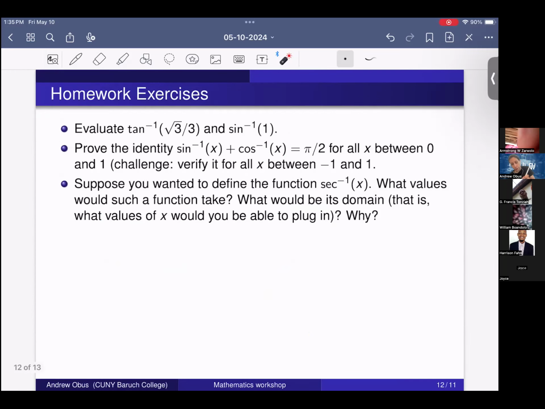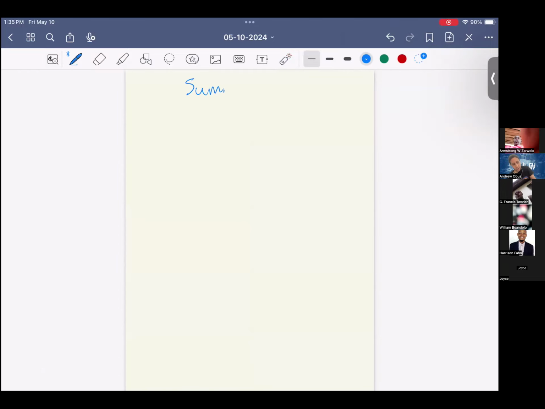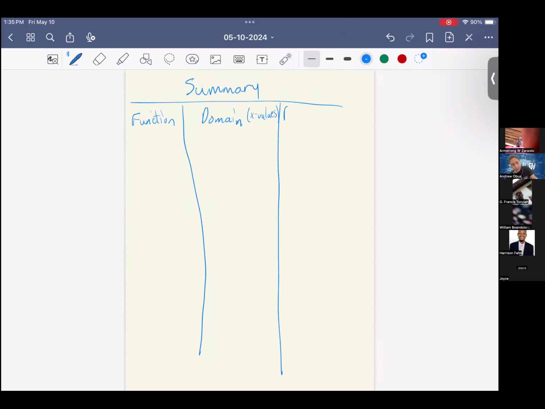So maybe, before I do the homework exercises, let me just do a summary sheet. Okay, so summary. I'm going to have a chart. This is going to be the function. This is going to be the domain, by which I mean the x values that you can plug in. And this is going to be the range, by which I mean the y values that you can get. So my functions here are sine inverse of x, cosine inverse of x, and tangent inverse of x.